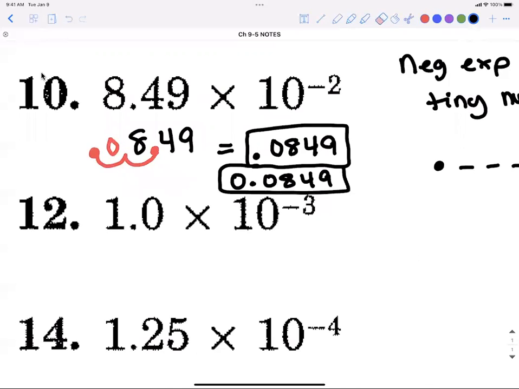Okay. Some teachers require you to write it. I don't know it's there. If you ever see it on a multiple choice question and it's 0.0849, the 0 is just kind of always there. Okay. Good question. All right.